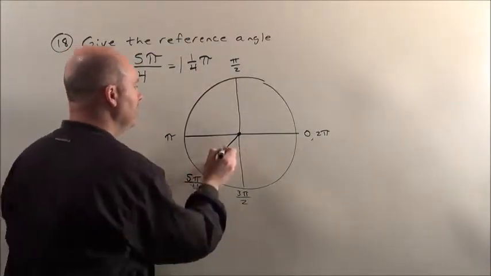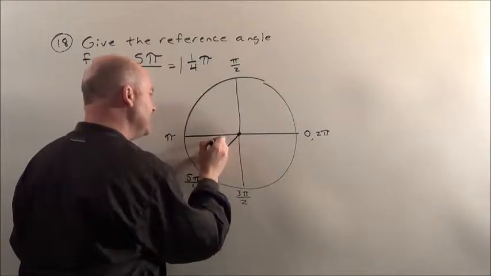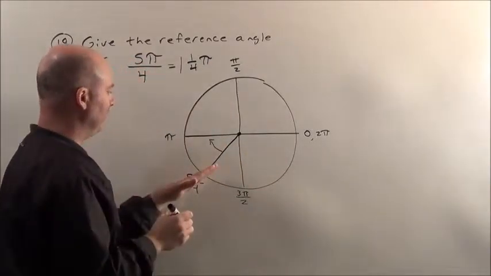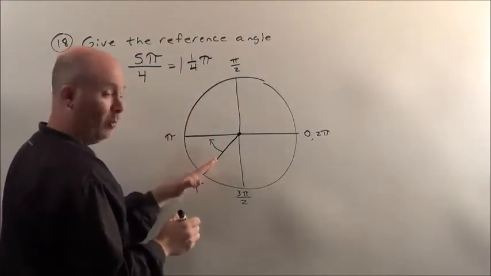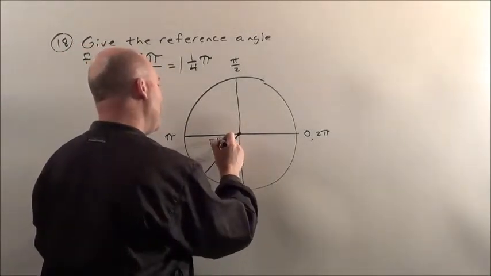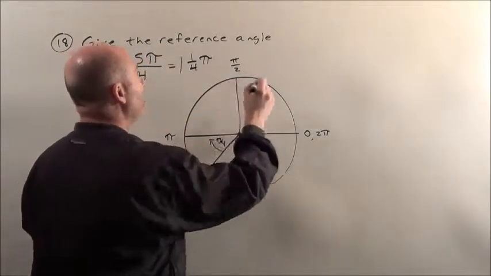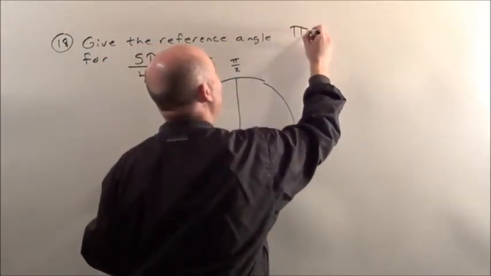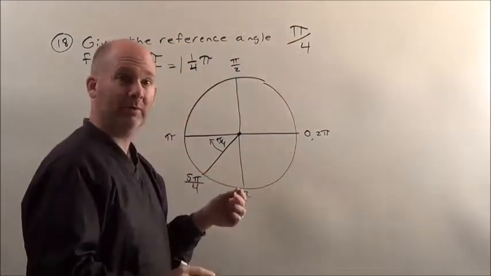1 1/4. So all we want to know, the reference angle, is how much it takes to get back. Well, to get back to 1 from 1 1/4, you know that's a 4th of pi, better known as pi over 4. So the reference angle here will be pi over 4, 1/4 pi.